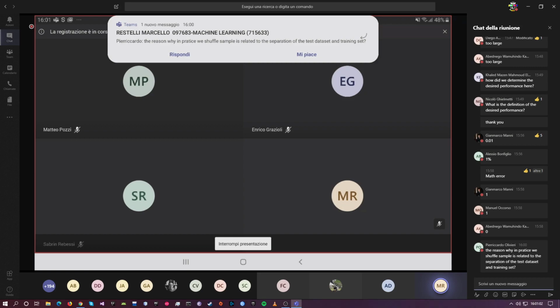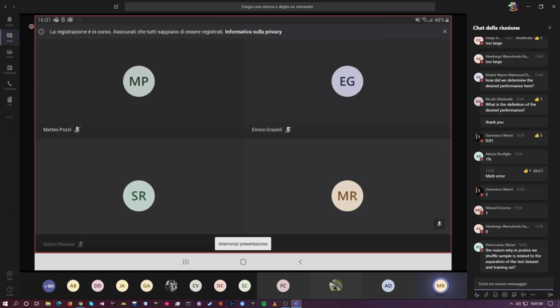The reason why in practice we shuffle samples is related to the separation of the test data set and training set. We have not already talked about shuffling the samples. We will talk of this in the next class.